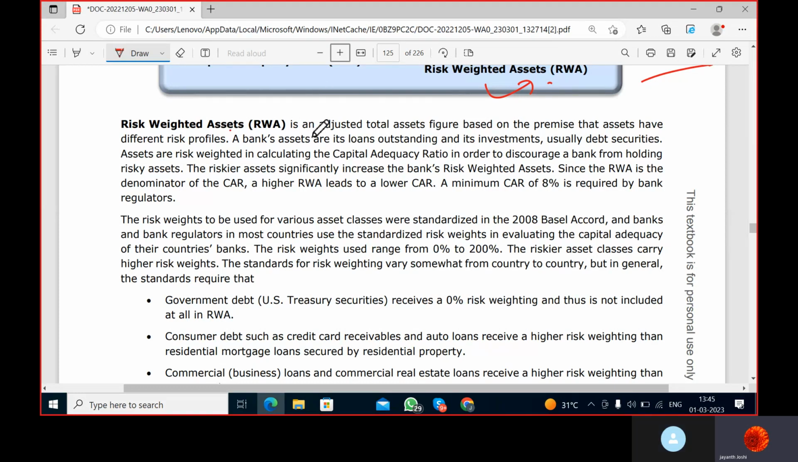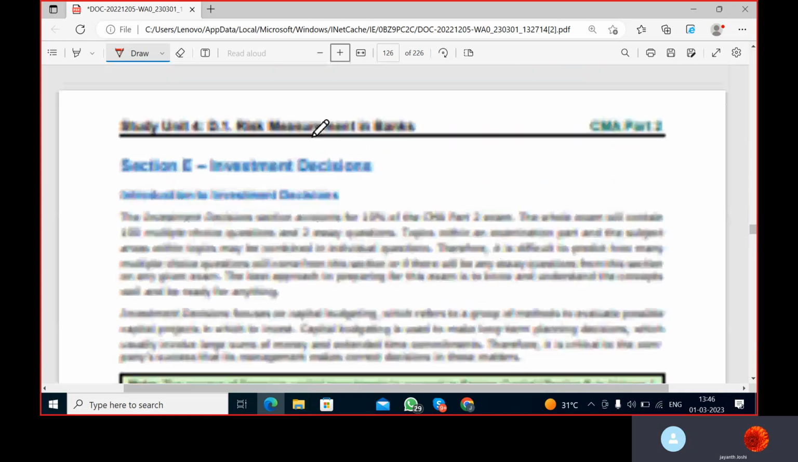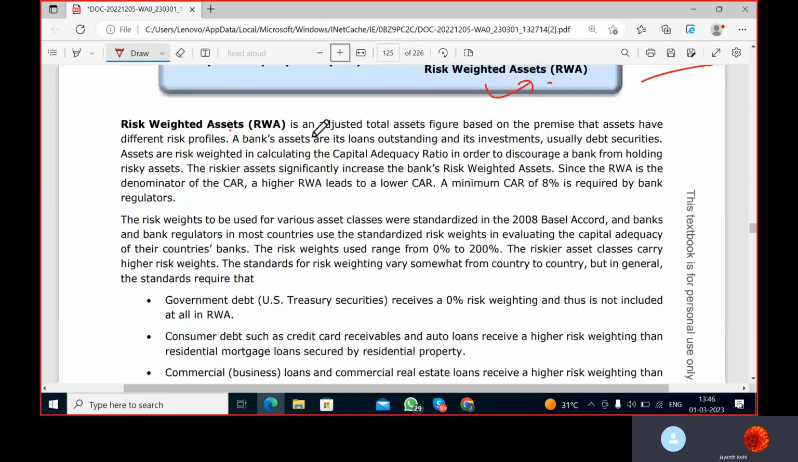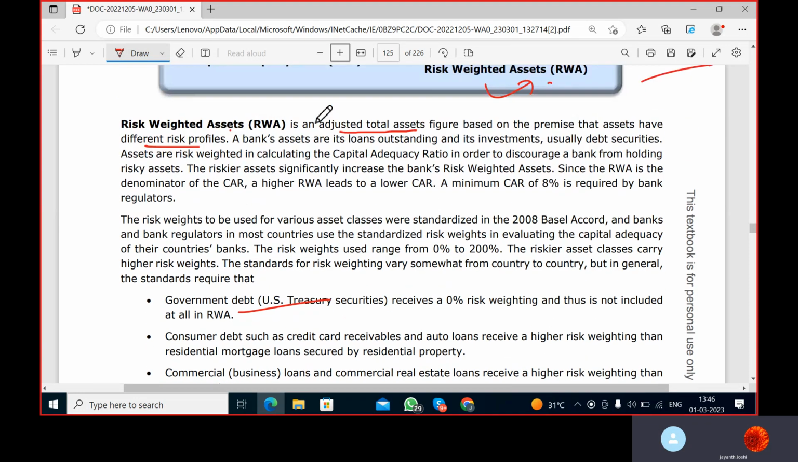So risk weighted assets, now we will define what this is, and that will wind up the chapter. Risk weighted assets is an adjusted total assets figure based on the premise that the assets have different risk profiles. These are all the assets based upon their risk. See, government debt, no risk. Consumer debt. Government debt is what actually? US Treasury securities. We will come to that, no problem.